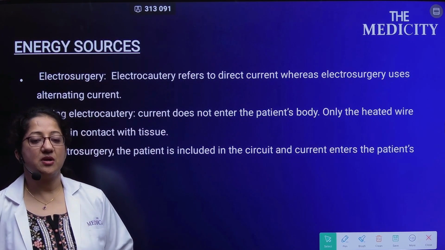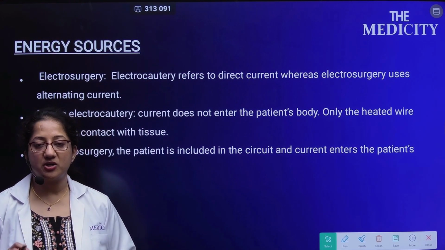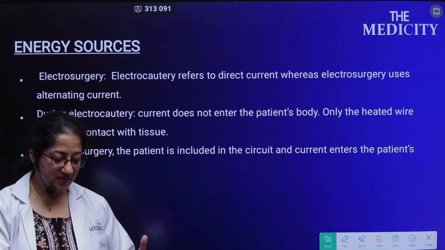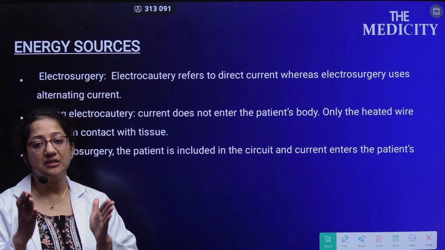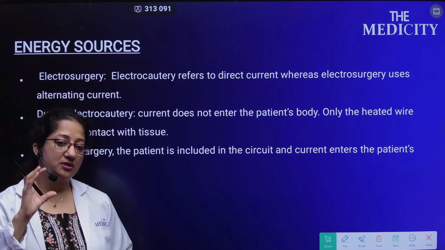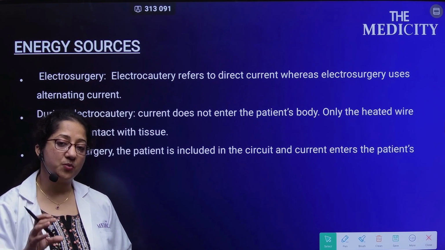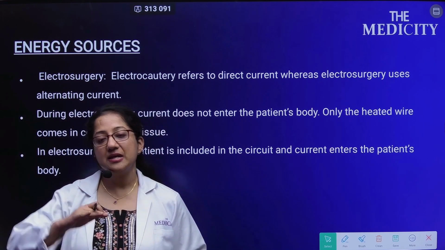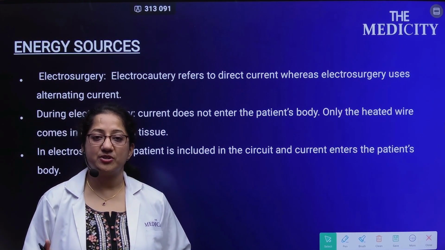Energy sources. Now, energy source forms a very important part of laparoscopic surgery, because in an open hysterectomy we are suturing every pedicle, while in laparoscopic surgery we are cauterizing every pedicle. So a good electrosurgical instrument is important for us to complete the surgery, to ensure that there is no bleeding and no chance of secondary hemorrhage.